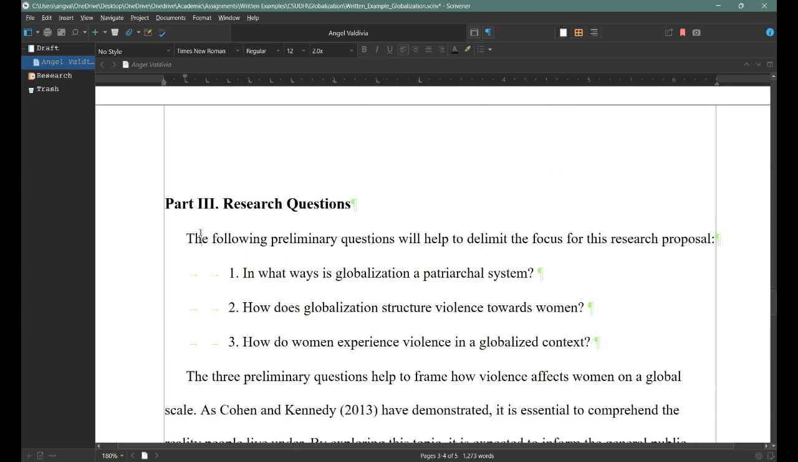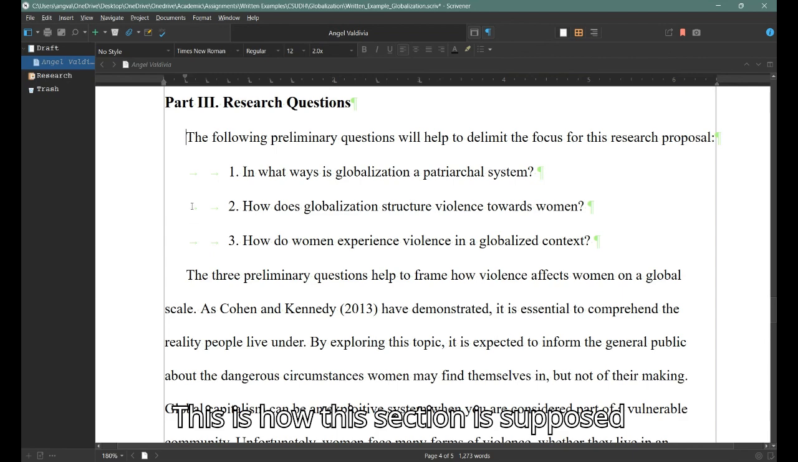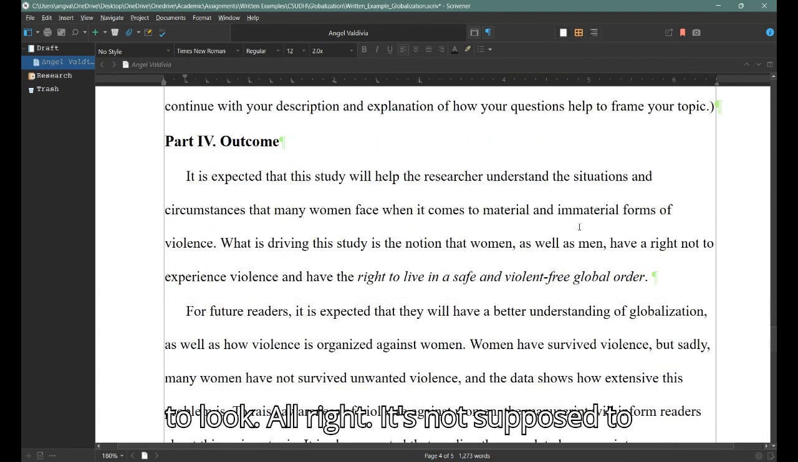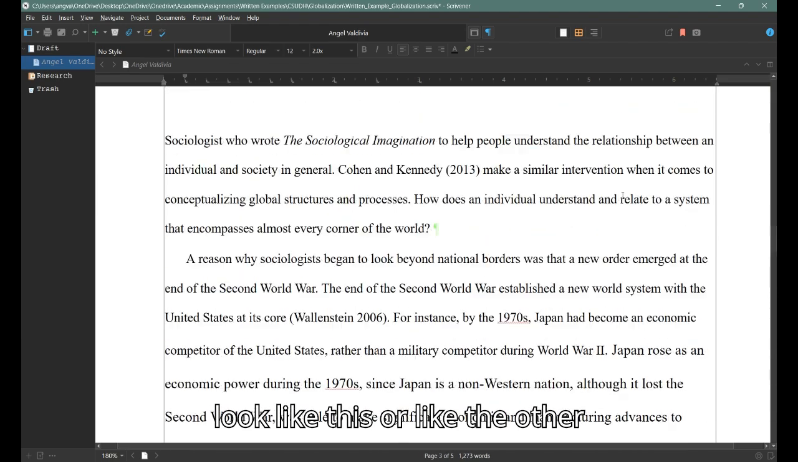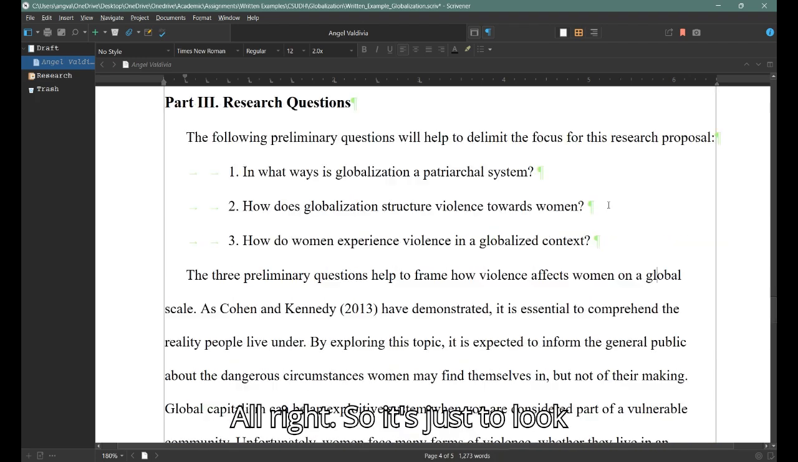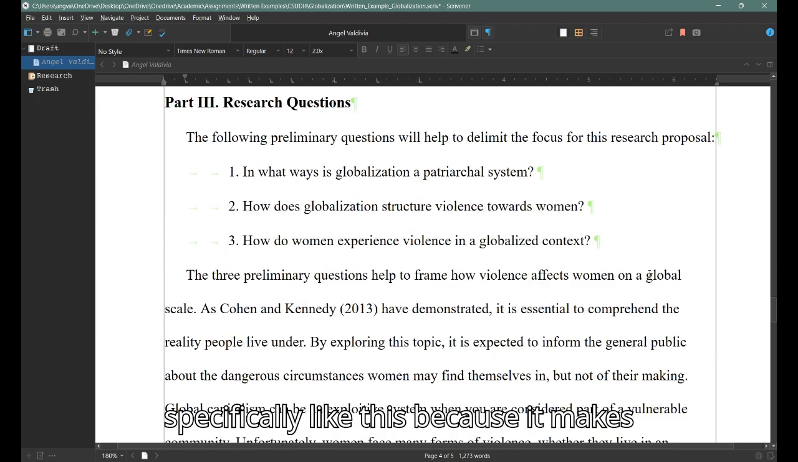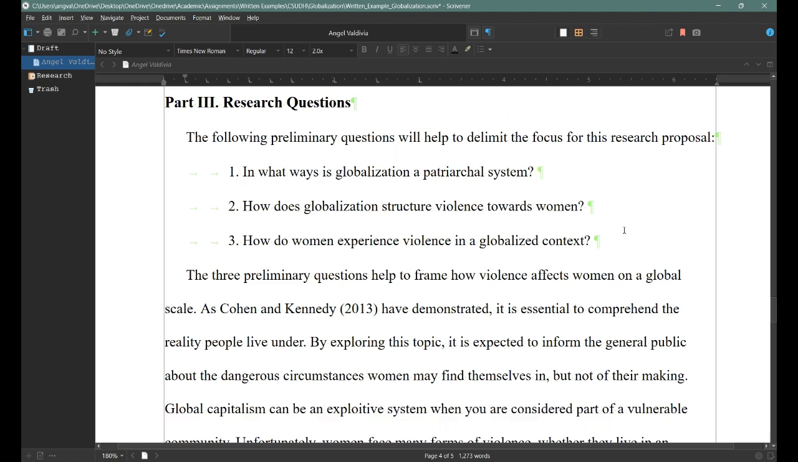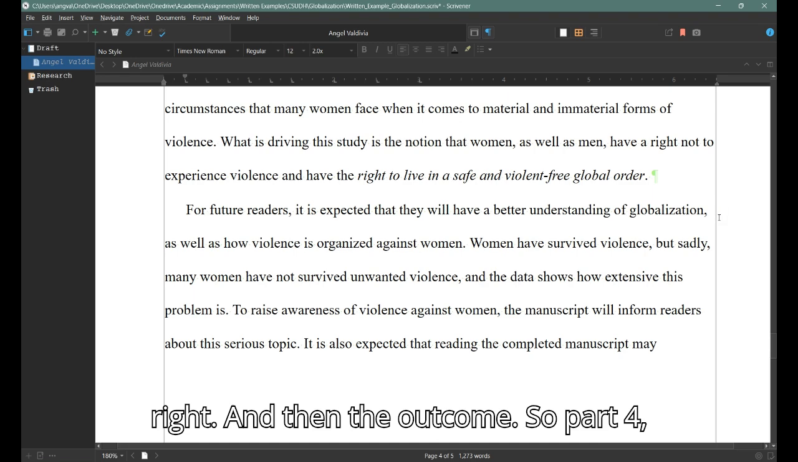But remember, this is how this section is supposed to look. It's not supposed to look like this or like the other sections of the paper. It's supposed to look specifically like this because it makes it easier for me to identify the three questions and also to write any commentary if I need to write commentary in this section. Okay. And then the outcome.